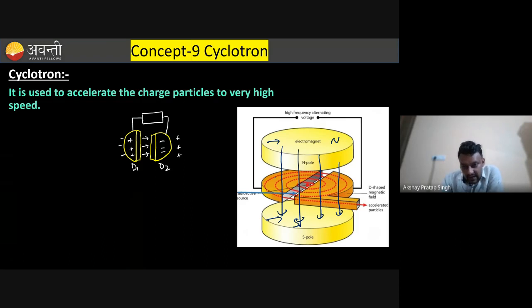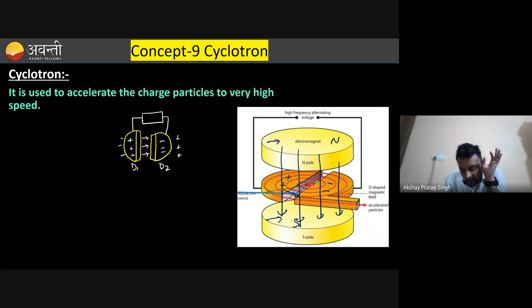Let's suppose in the diagram, this plate is positively charged initially, and this is negatively charged. Try to figure out the things. This plate is positively charged, so what is the direction of the electric field? From positive to negative. Again, listen to me.